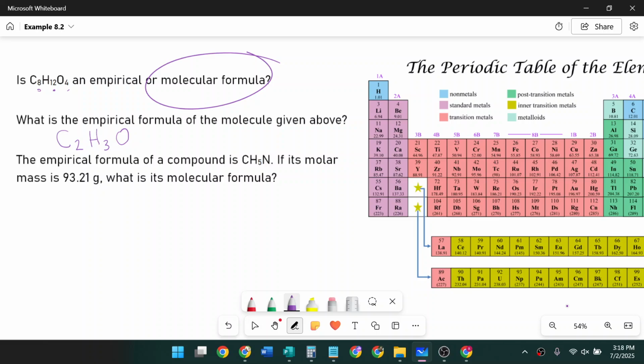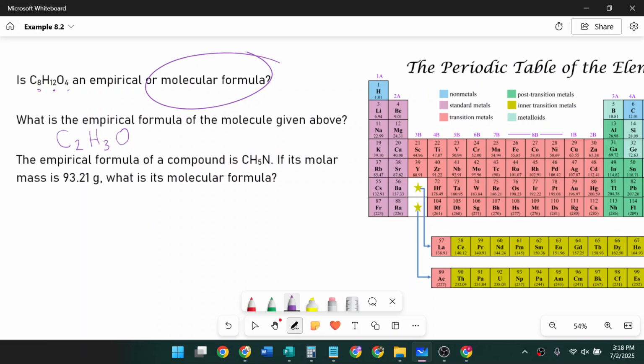Okay, the last one gives you the empirical formula for a compound, CH5N. Well, okay, that's the empirical formula, but it wants to know what its molecular formula is. And they give us its molar mass. So let's begin with the mass of that particular one. Just like when we're calculating these conversion relationships, let's find the mass in AMU.